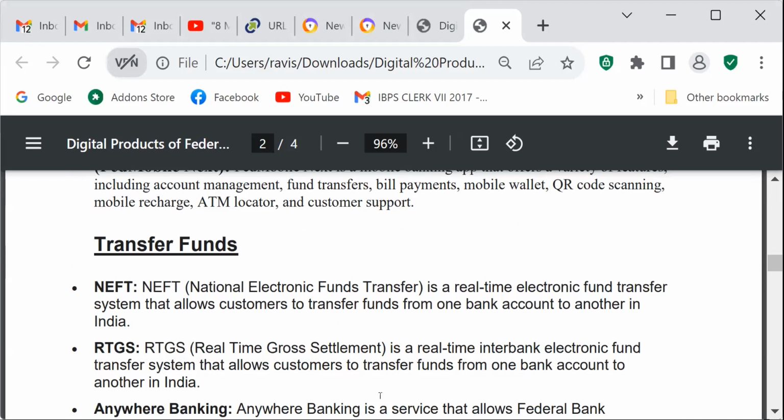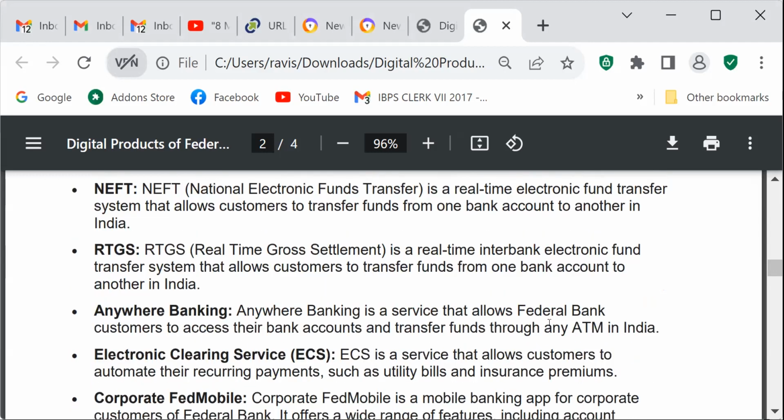Transfer funds, NEFT, National Electronic Funds Transfer. It's a real-time electronic fund transfer system that allows customers to transfer funds from one bank account to another in India. RTGS, real-time gross settlement, is a real-time interbank electronic fund transfer system that allows customers to transfer funds from one bank account to another in India.